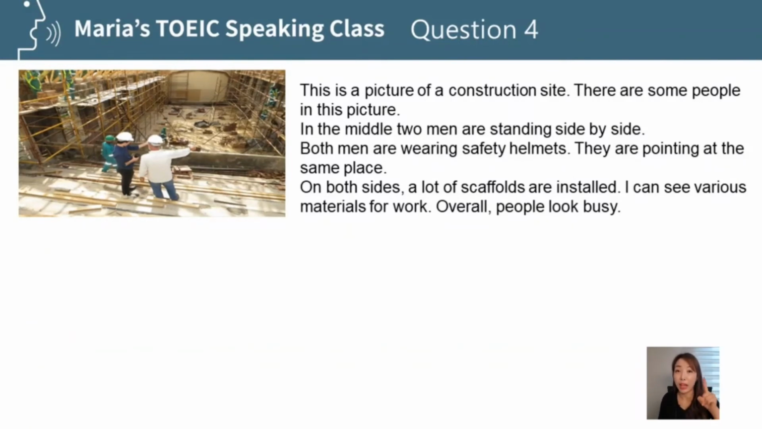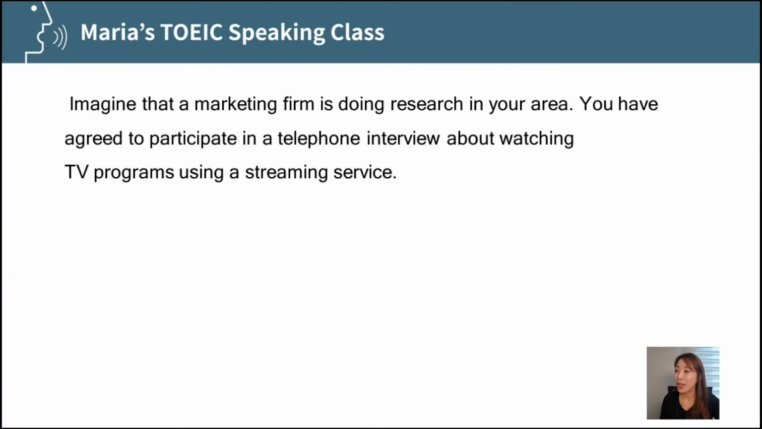Pointing at. 이거 너무 잘 나옵니다. 지목하는, 가리키는. 자, 오른쪽, 왼쪽 합쳐서 양 측면에 on both sides, a lot of scaffold. Scaffold는 뭐냐면 철근. 철근들이 are installed. 설치가 돼 있고요. I can see various materials for work. 그리고 이런 작업을 하기 위한 다양한 어떤 자재들이 보입니다. Overall, people look busy. 전반적으로 사람들은 좀 바쁜 것 같아요. 이렇게 보실 수가 있겠습니다. 자, 또 볼게요.